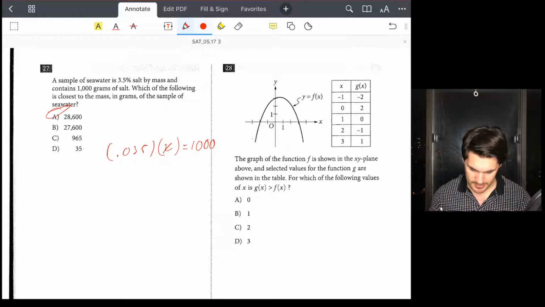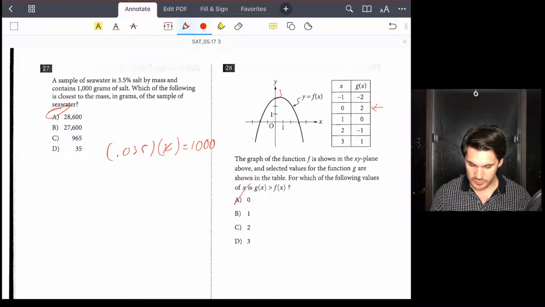Number 28. Okay, we have 2 functions here. G of X is in the table. F of X is in the little graph. We want to know for which value of X is G of X bigger than F of X. So compare them. When X equals 0, G of X is 2. Right here. When X equals 0, F of X is 3. Is G of X bigger than F of X? No, because 2 is smaller than 3, so A doesn't work.